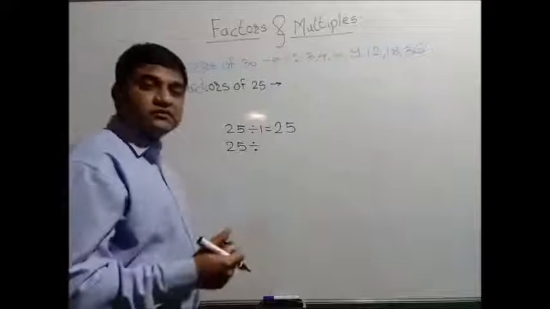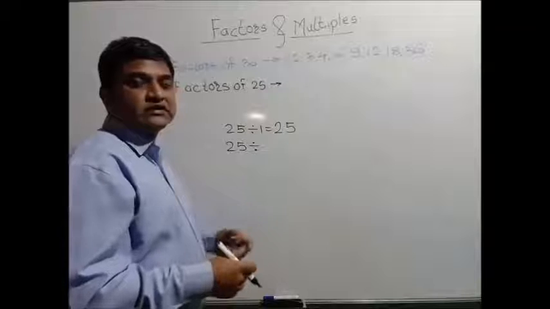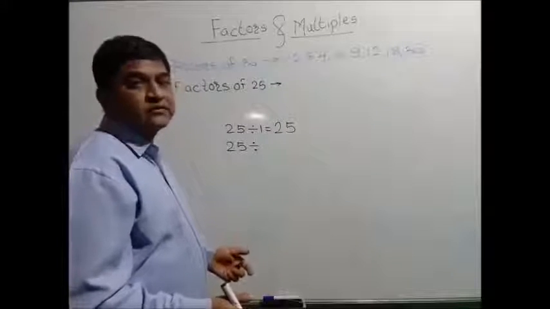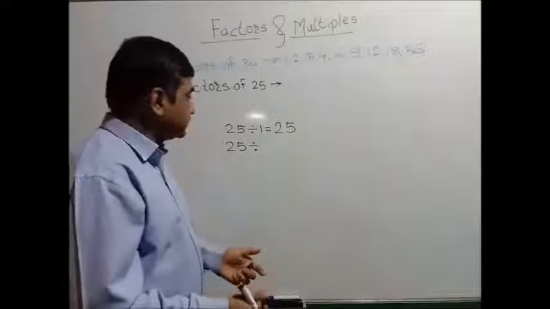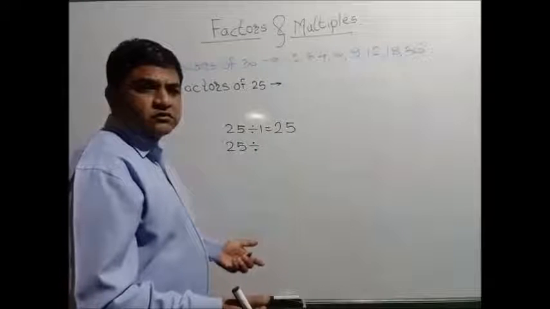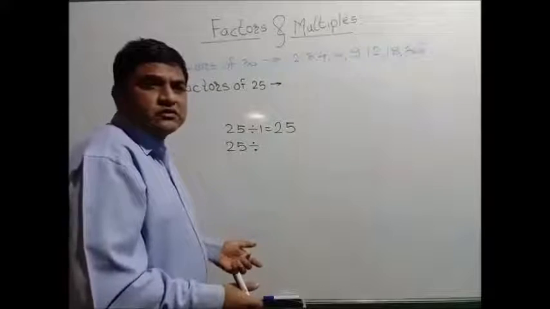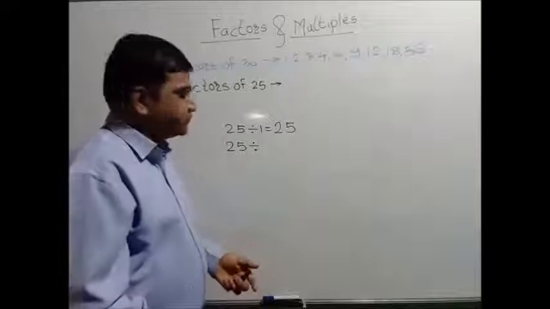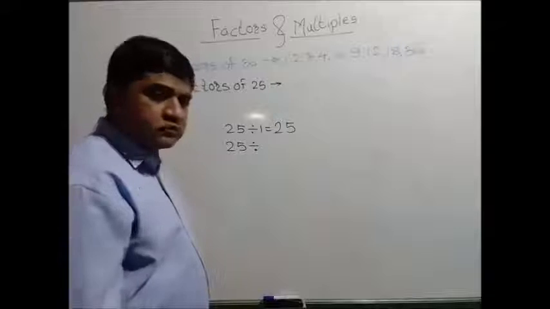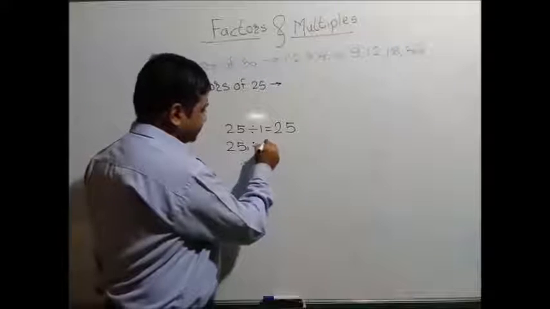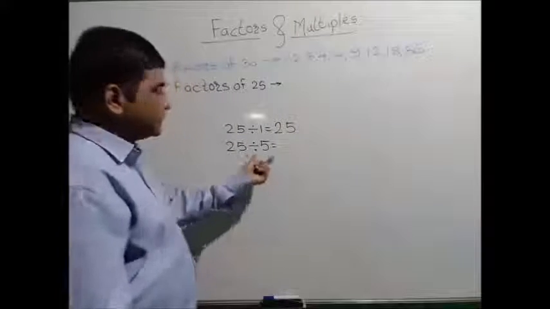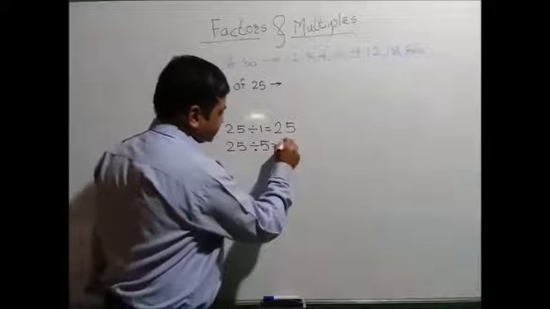Now we will take 4. We will take the multiplication table of 4. 4 sixes are 24 and 4 sevens are 28. Where is 25 then? There is no 25 in the table of 4. So what to do? We'll go for 5 now. Yes, we have 25 in the table of 5. 5 fives are 25.